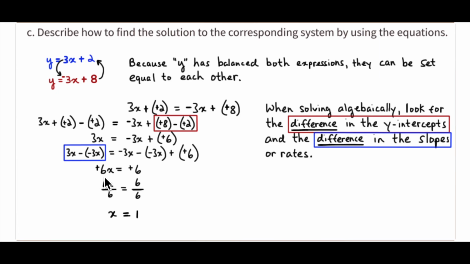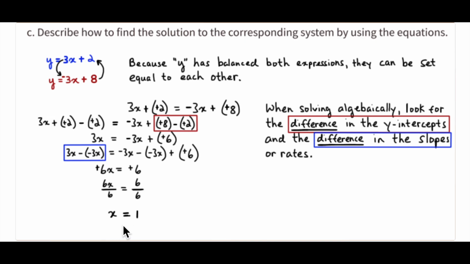So how many of these positive 6's from the combined rate can I take out of this positive 6, which is the difference in the y-intercepts? A little bit weird to look at because both values are the same. But the answer to that question is 1 time. So 6x divided by 6 is going to be x. And 6 divided by 6, I can take 6 out of 6 1 time.